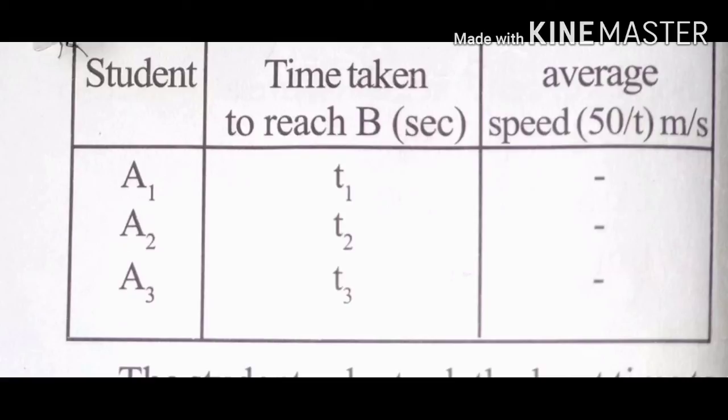In the table, for students A1, A2, A3, the distance is 50 meters and the times are T1, T2, T3. Here, find out the average speed. The student who took the least time to reach B from A is said to be the fastest runner, that is, he or she has the greatest average speed.